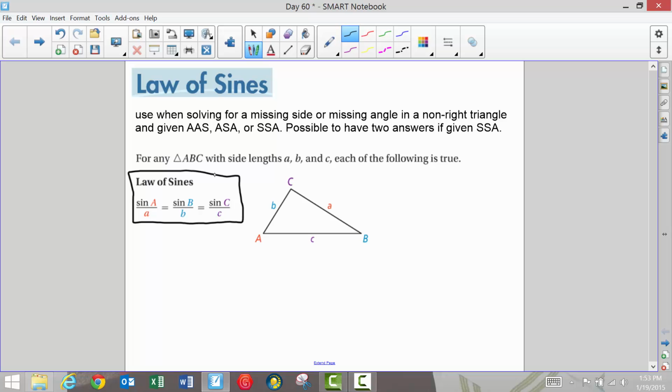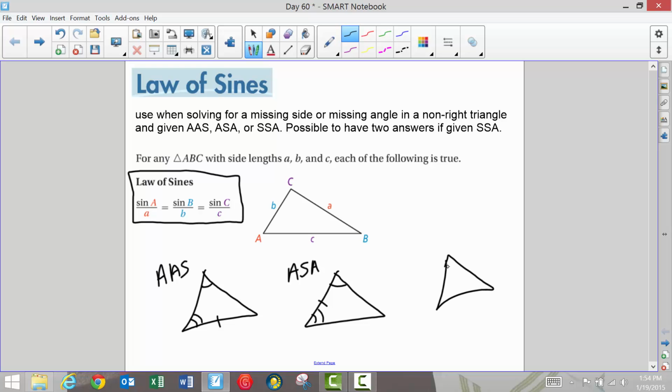So remember that angle side. This is your angle side. Here is angle side. So if you have two angles and a given side that's non-included, you can use law of sines. Angle side angle. So here's angle side angle with the side included.